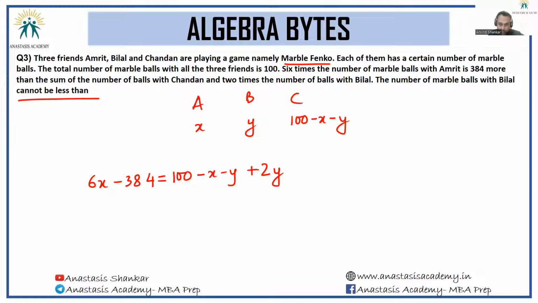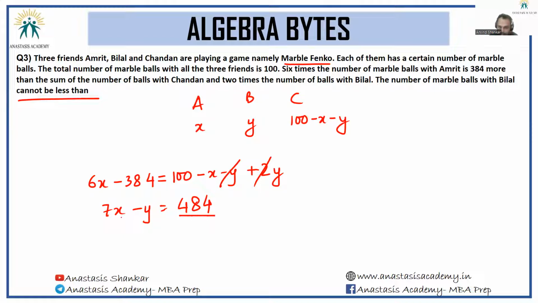Okay, so now X comes here. I get 7x minus y gone plus y gone. So we are left with 7x minus y is equal to 484. Now, although they have not explicitly stated it, but understanding wise, of course, the number of balls with somebody has to be a whole number. It cannot be a negative number. So 7x minus y, for y to be as small as possible, the number of marble balls with Bilal cannot be less than, we have to identify the smallest possible value of y.